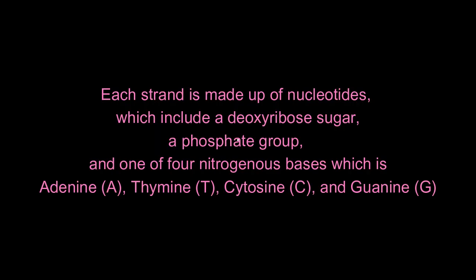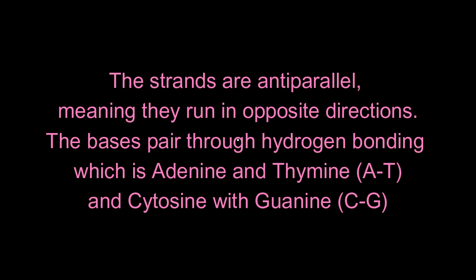Each strand is made of nucleotides, which include a deoxyribose sugar, a phosphate group, and one of four nitrogenous bases, which are adenine, thymine, cytosine, and guanine. These strands are anti-parallel, meaning they run in opposite directions. The bases pair through hydrogen bonding: adenine with thymine, AT, and cytosine with guanine, CG.